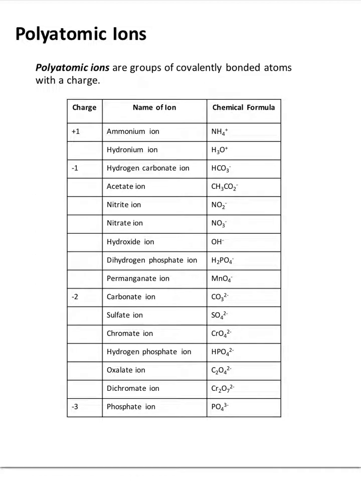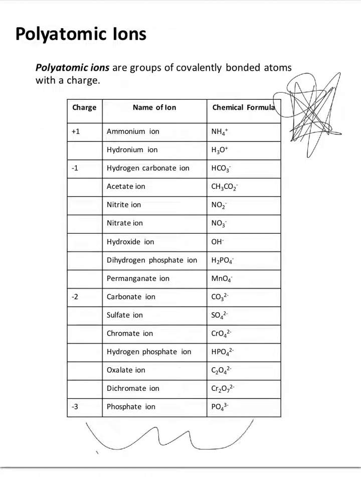Now, sometimes when we're talking about ionic bonds, the ionic bond involves using what we call a polyatomic ion. Some of you may be familiar with this, some of you may not, but polyatomic ions are groups of covalently bonded atoms that carry a charge. What I've done here is list the charge of the ion, the name of the ion, and also the chemical formula. You would be responsible for knowing all three columns, so you can't forget any of these columns.